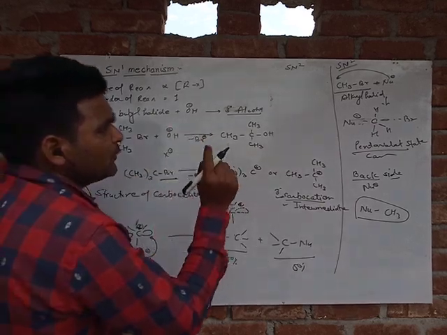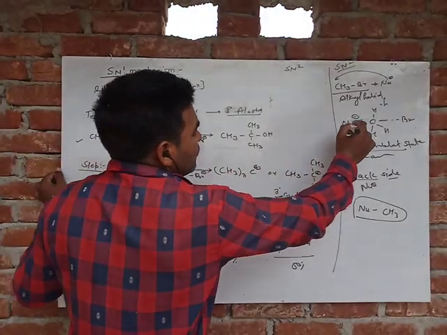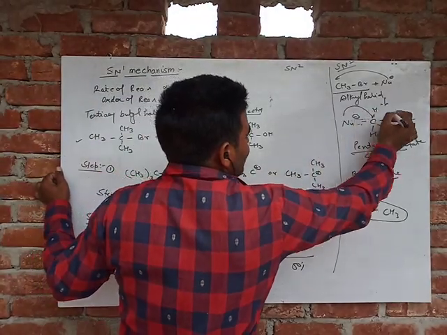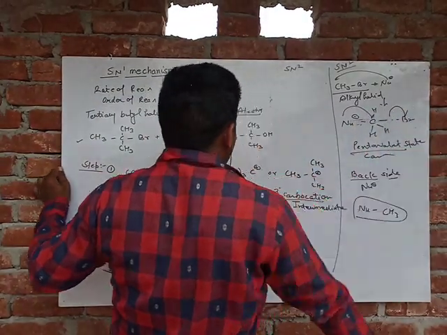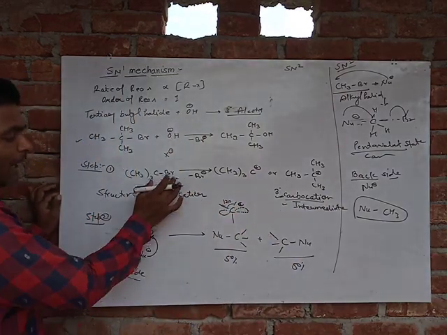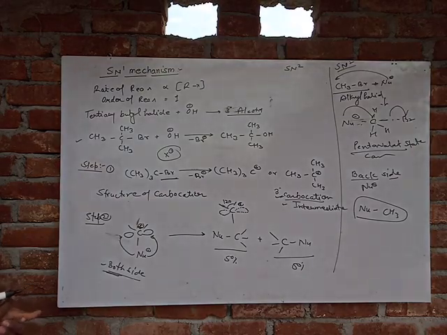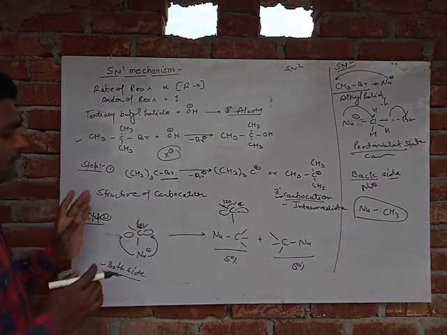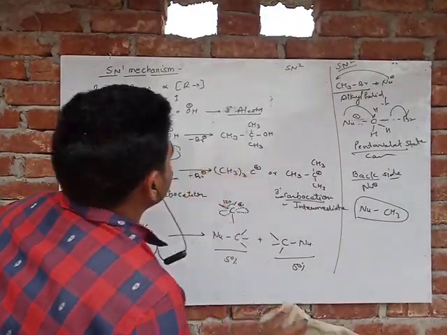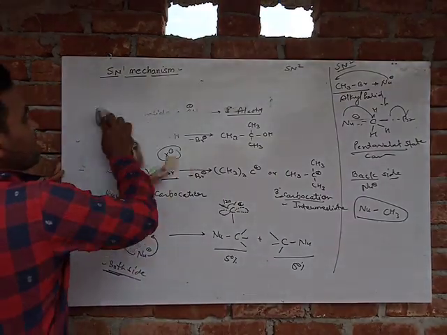In SN2, we know that when the nucleophile attacks the carbon, then bromide is released. But in SN1, bromide or any halide ion is removed by itself. This topic can be discussed on the following page.